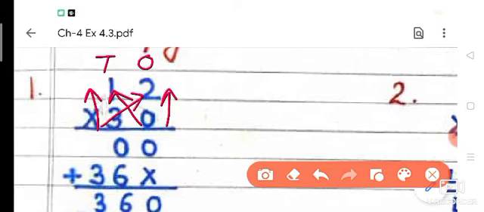3 twos are 6, 3 ones are 3. After that, when we get the numbers, we add these numbers. 0 and down cross means 0, as it is 0, plus 6 is 6, and 3 as it is.